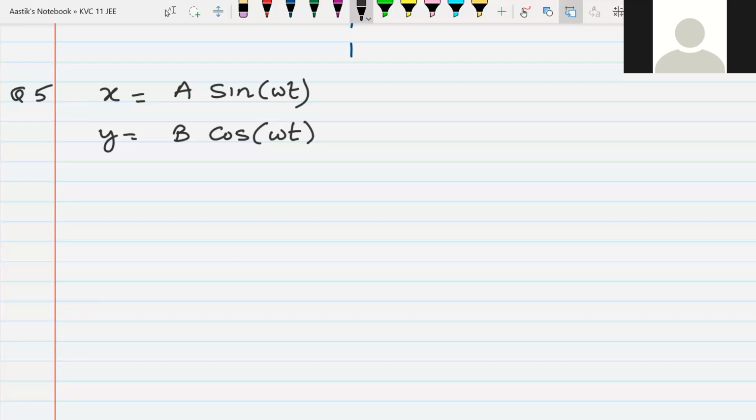Sir, AB whole square is equal to BX whole square plus AY whole square. Repeat it again. AB whole square is equal to BX whole square plus AY whole square. That looks correct.